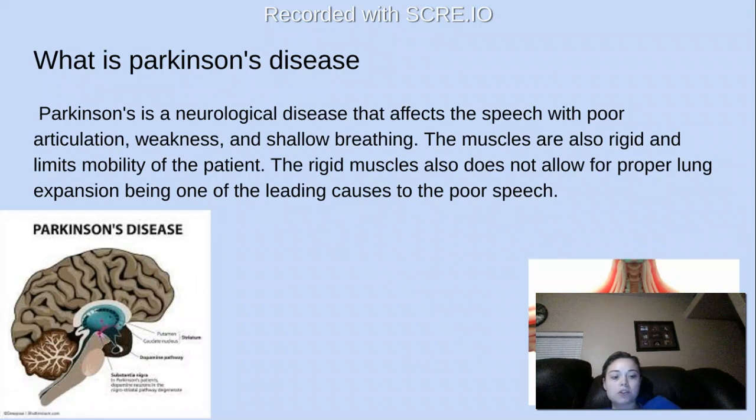And also in this picture, you can kind of see the internal structures and what exactly is causing the poor inhalation. You can see the muscles surrounding the rib cage and why the rigid muscles would cause poor expansion of the lungs.